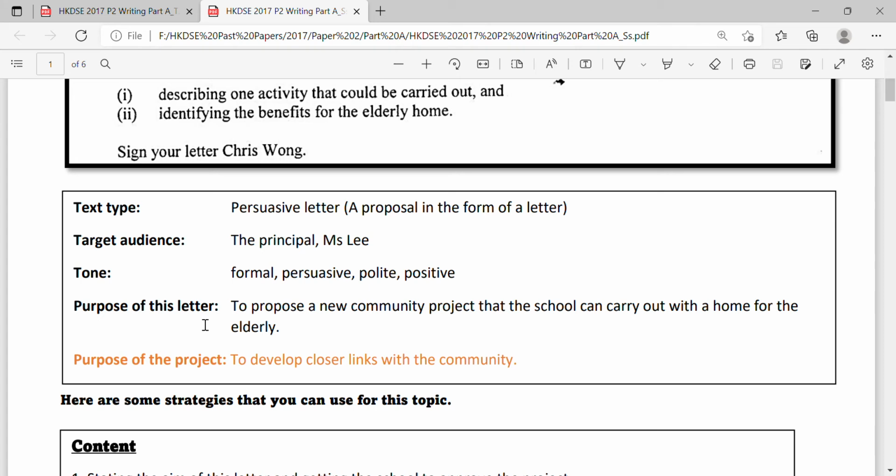The purpose of this letter is to propose a new community project that the school can carry out with a home for the elderly. So that's the main purpose. But you know that the purpose of this community project is to develop a closer link with the community. So you have to bear in mind there are actually two purposes of this writing.